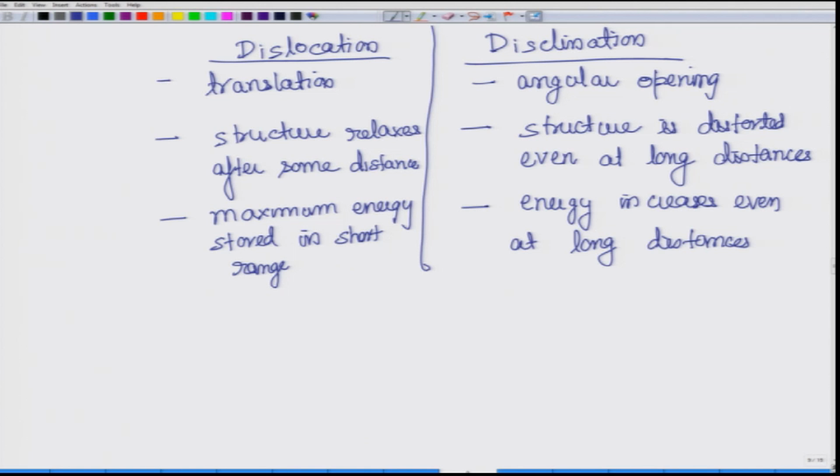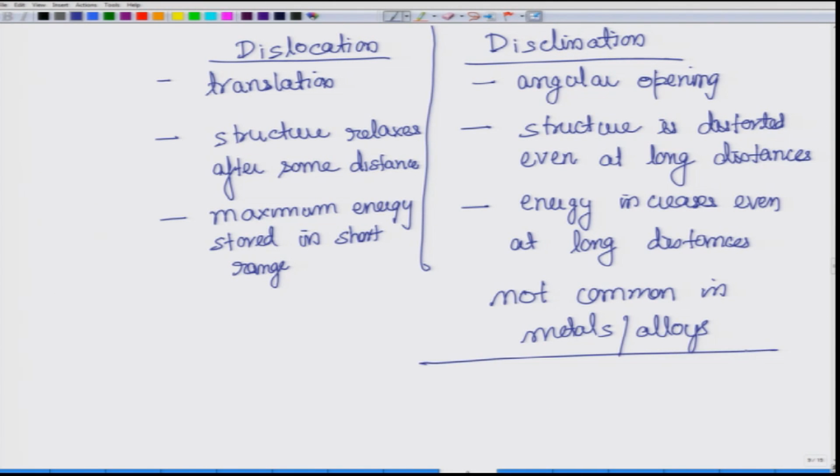Now, that is the way to describe or differentiate dislocation and disclination, but which one are we interested in? As far as metals and alloys are concerned, disclination is not common in metals and alloys, and like I said, our focus is to some extent on metals and alloys. So, we will not continue our discussion with disclination anymore, and we will now focus on dislocation. So, let us go to dislocation, and we will start with the basic structure.